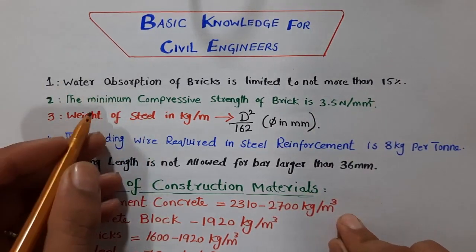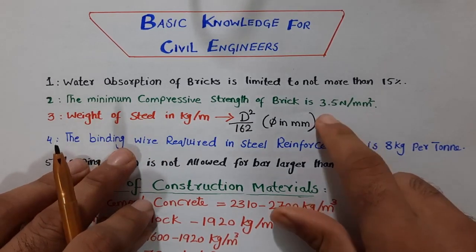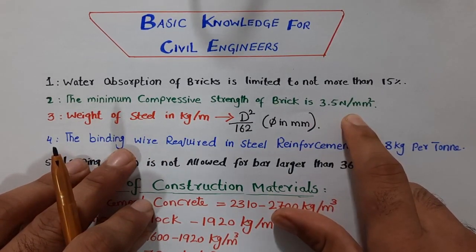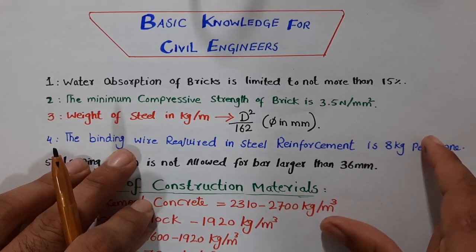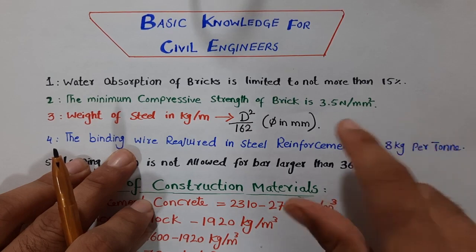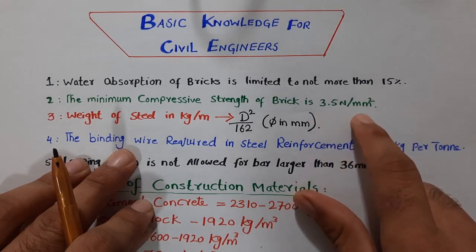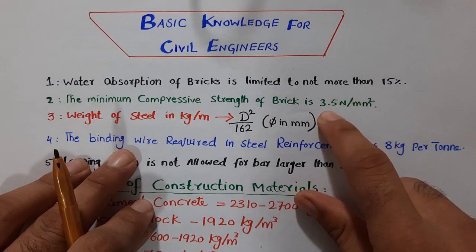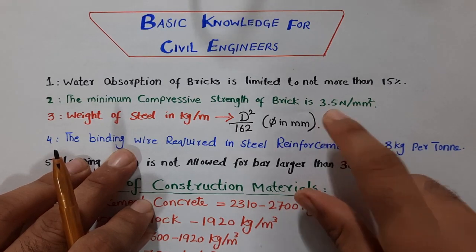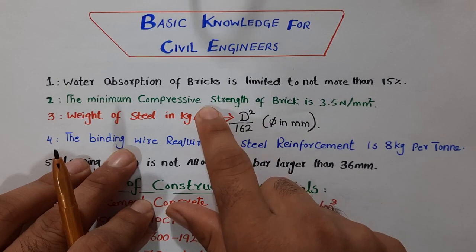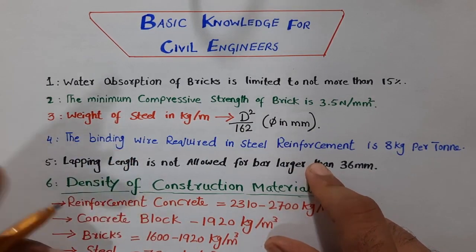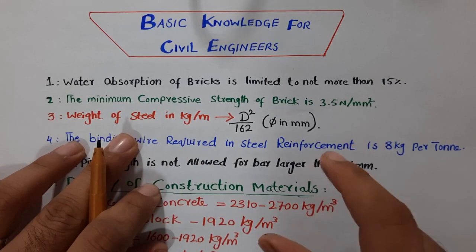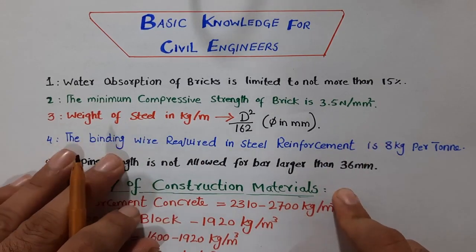The second one is, guys, the minimum compressive strength of brick is 3.5 Newton per mm square. Before starting brick masonry or building construction, we should check the compressive strength of brick. The minimum is 3.5 Newton per mm square. It should not be less than this. If it is less than 3.5 Newton per mm square, it means this is not first class or second class or third class, because maybe it is fifth or sixth class brick, okay? Therefore, before starting construction, you should check the compressive strength of brick, okay?